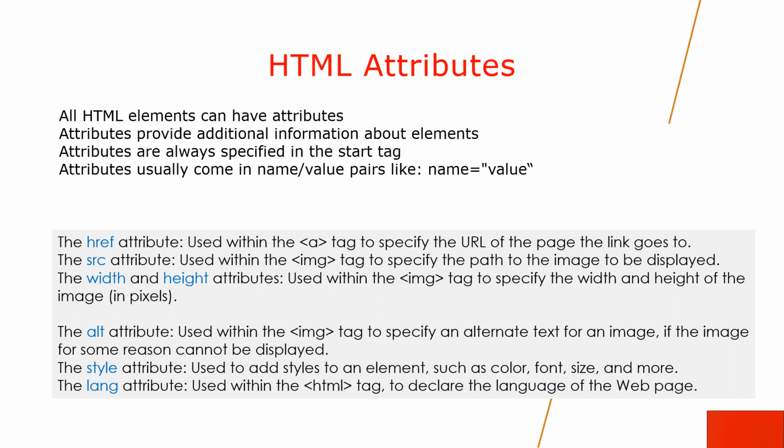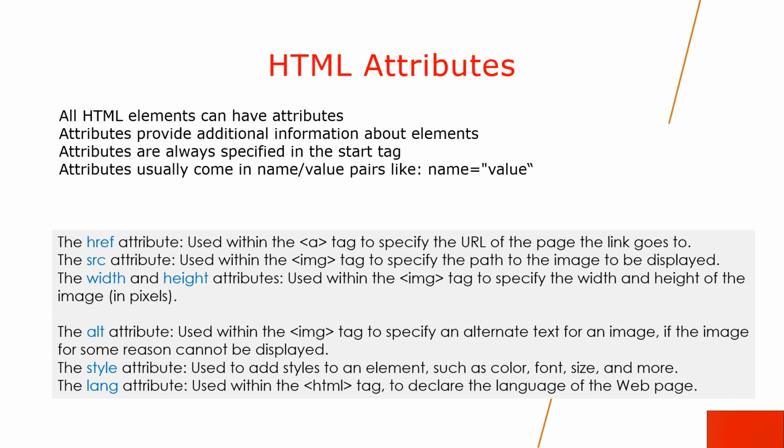The href attribute is used within the A tag to specify the URL of the page the link goes to. The src attribute is used within the img tag to specify the path to the image to be displayed. The width and height attributes are used within the img tag to specify the width and height of the image in pixels. The alt attribute is used within the img tag to specify an alternate text for an image, if the image for some reason cannot be displayed.